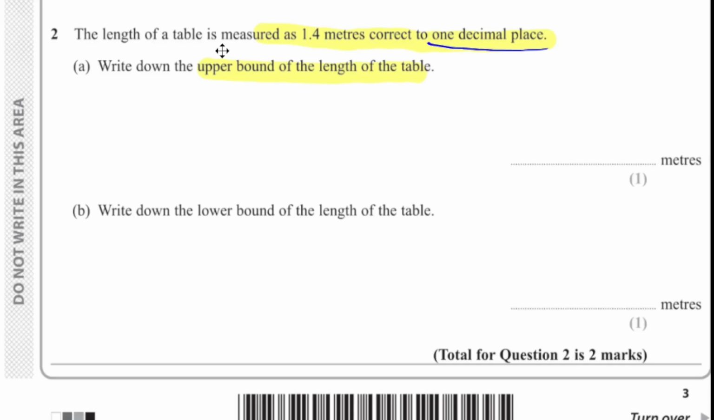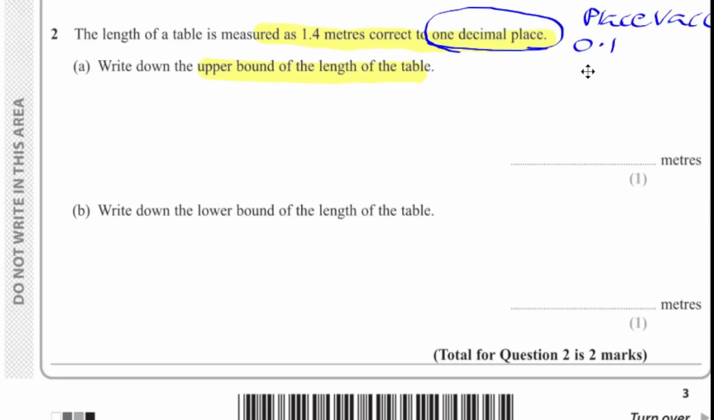So the length of a table is measured as 1.4 meters correct to 1 decimal place. Correct to what? It is 1 decimal place. Then the next thing is you need to get the place value of this. What's the place value of 1 decimal place? It is 0.1. If it is correct to 2 decimal places, it is 0.01. If it is correct to 3 decimal places, 0.001.